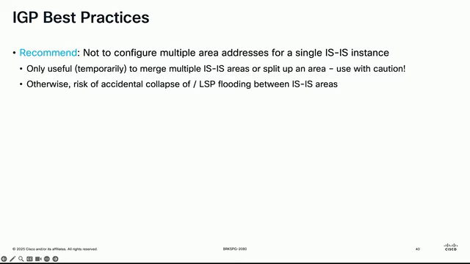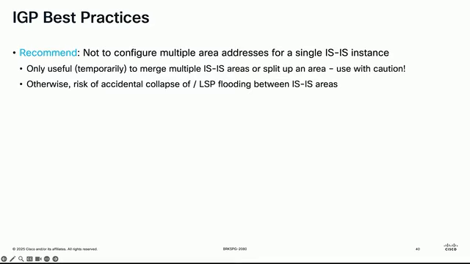Okay. Another best practice specific to ISIS is to not configure multiple area addresses within a single ISIS instance, right? Because in doing so, once again, you can potentially collapse multiple areas into one, right? Once again, doubling the ISIS control plane and potentially breaking the ISIS control plane if you exceed scale limits, right?